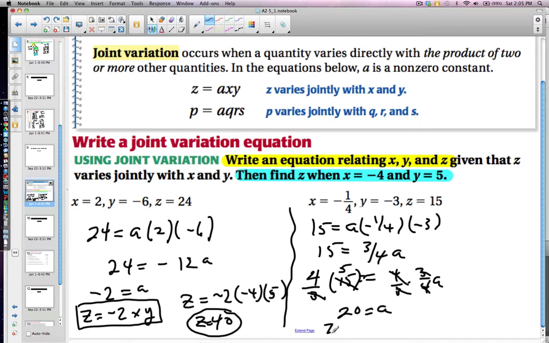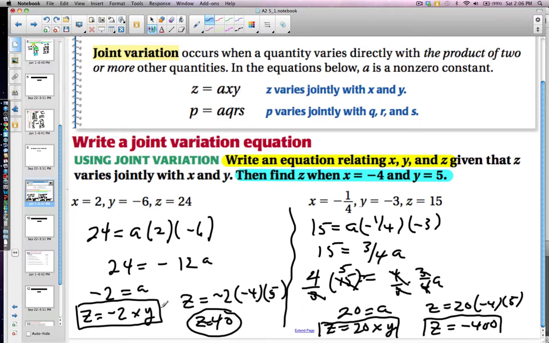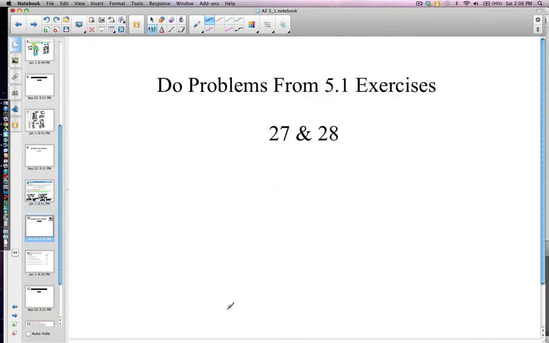When I write my model, z is equal to 20 times x times y. That's a solution. And then when I plug in these new values of x and y, I have z is equal to 20 times negative 4 times 5. 20 times 5 is 100 times negative 4. Z is equal to negative 400. Okay, so in each case I had 2 solutions, an equation and a number. Go ahead and practice that by doing problems 27 and 28, and come on back.